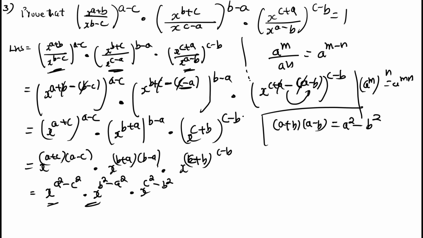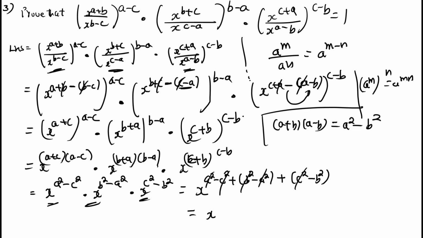Now see, the bases are the same, right? That means you can add the powers. So x to the power a square minus c square plus the second term b square minus a square plus c square minus b square. Okay, it is equal to x to the power: a square minus a square gets cancelled, minus c square plus c square gets cancelled, plus b square minus b square gets cancelled. All the terms get cancelled, so what is remaining? x to the power 0 is remaining. What is the value of any number to the power 0? Its value is equal to 1. This is nothing but the RHS of the given problem.